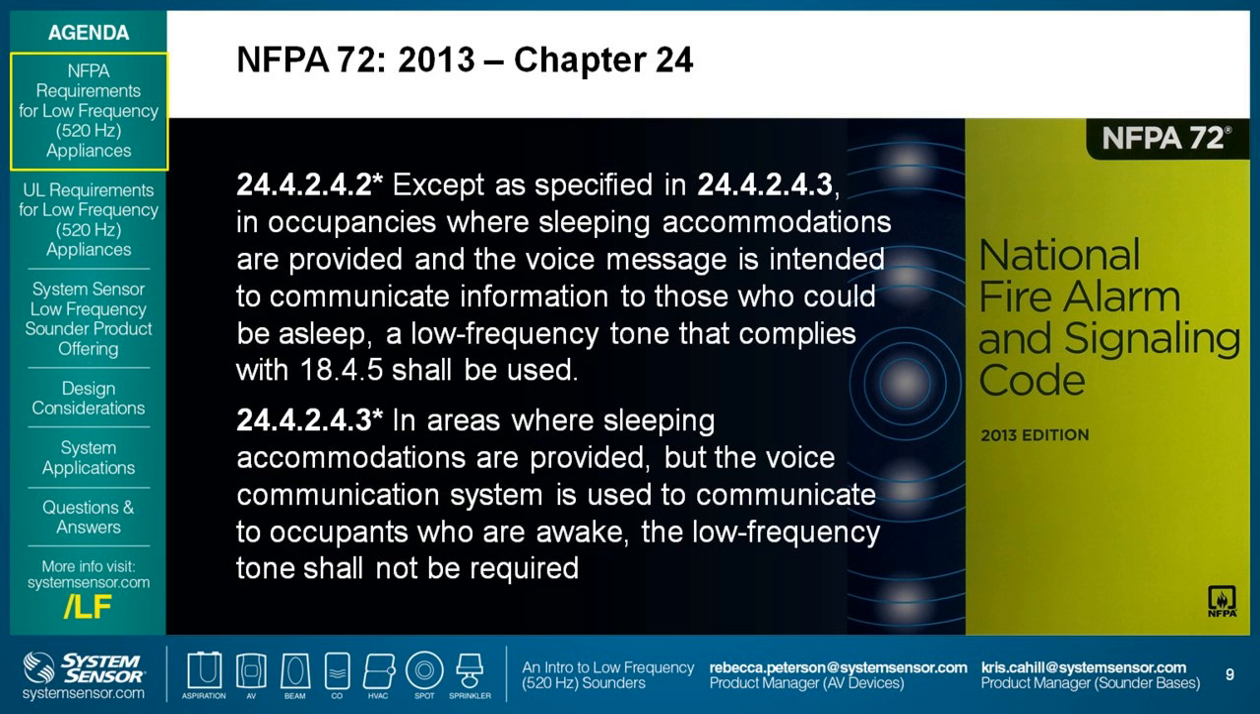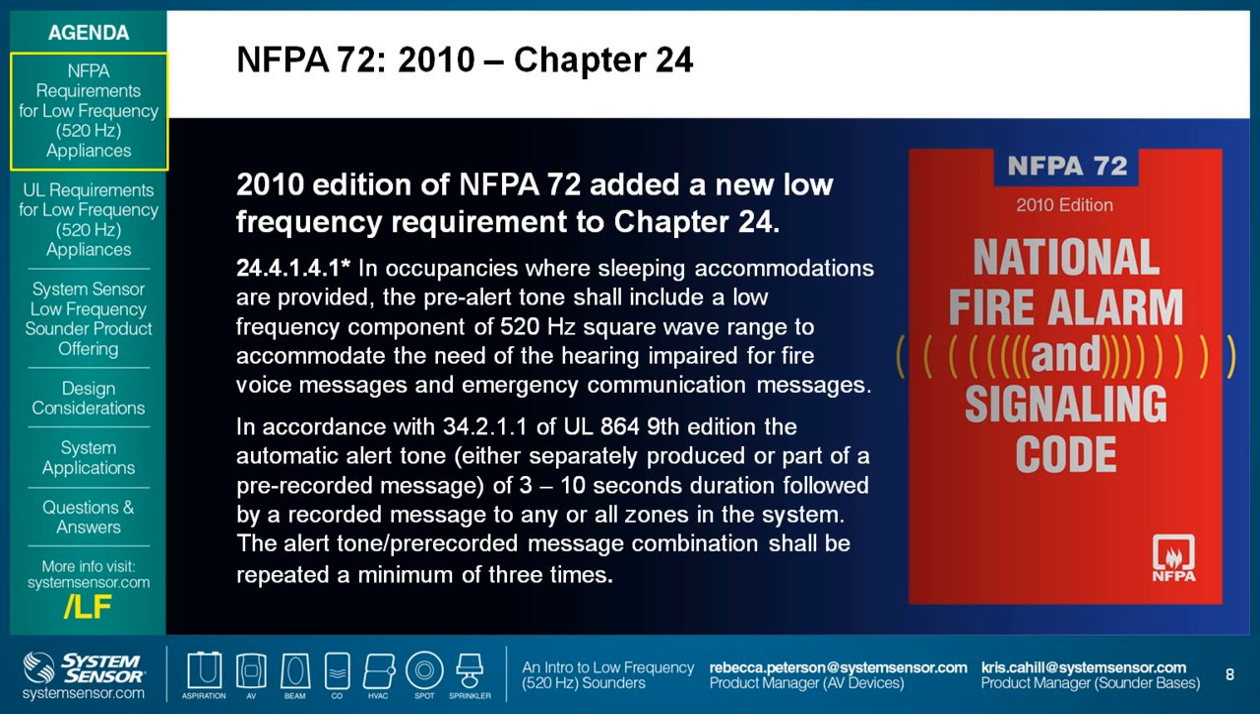Now, in the 2013 edition of NFPA 72, first of all, they moved the entire section to 24.4.2.4.2. And one of the things that was a little confusing in the 2010 edition, and let me just go back for a second, is that it just mentioned the fact that it has to have this low frequency component, 520 Hz square wave range.